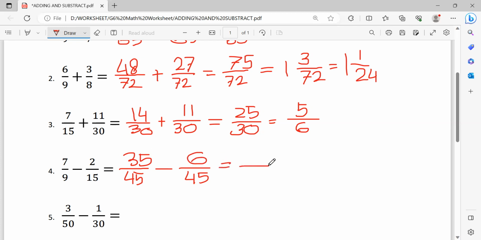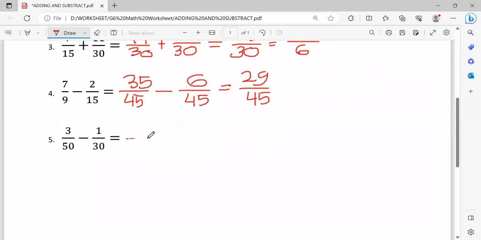So 35 minus 6 equals 29, and over a denominator 45. We cannot simplify because 29 is a prime number.